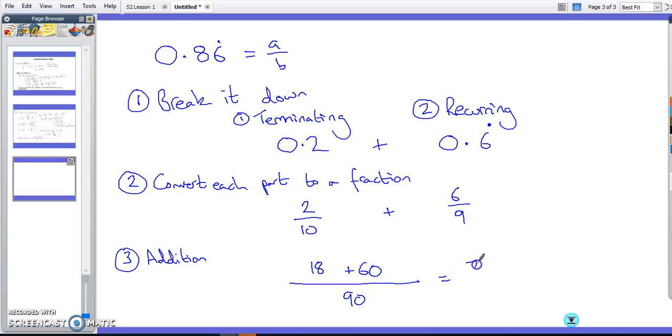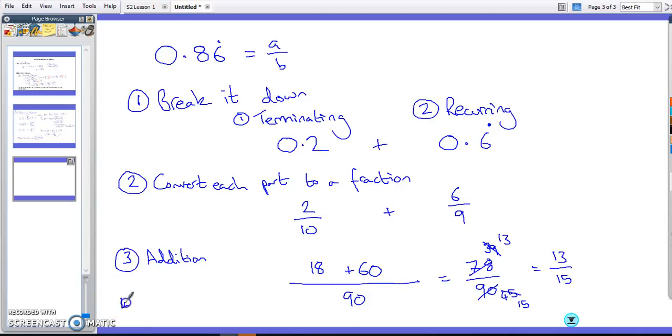So I get 78 over 90, which I can cancel, because 2 goes into both of these. 2 goes into this, I think, 39 times, yeah? And 2 goes into 90 45 times. And actually 3 goes into both of these. 3 goes into 39 13 times, and 3 goes into 45 15 times. So I end up with 13/15.